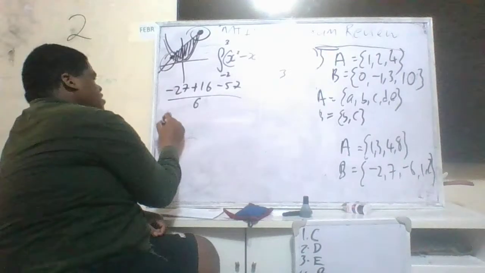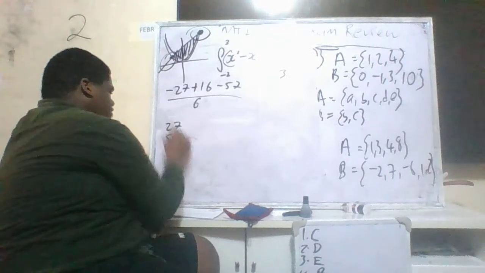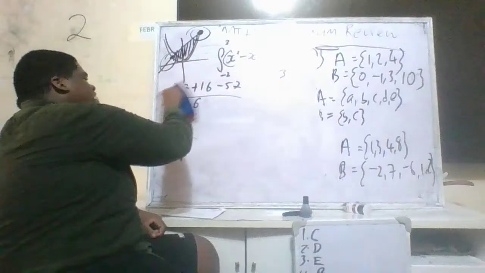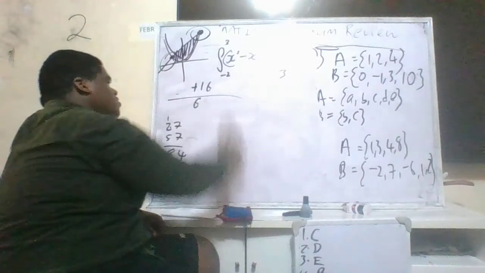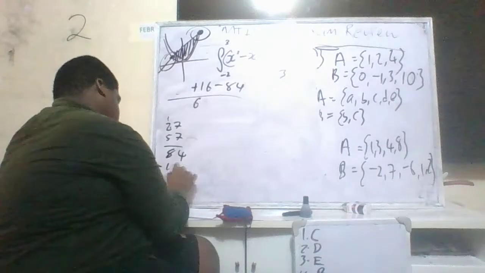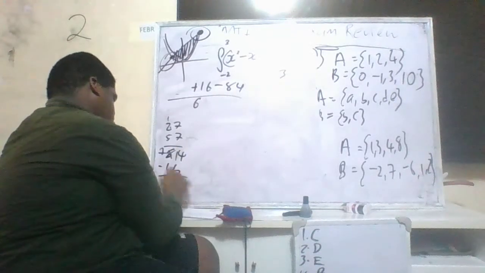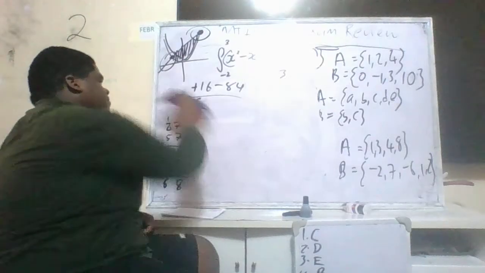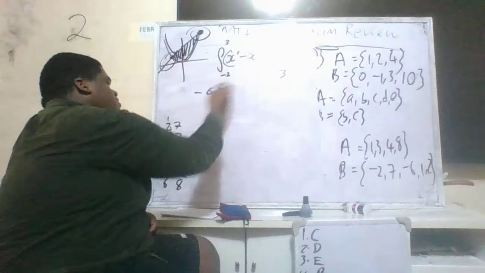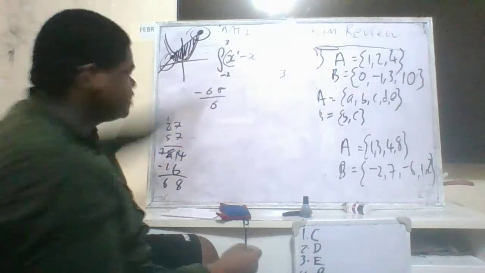So here we have 27 plus 57. That's 84. So we have negative 84. 16 minus 84, that's negative 68. So we have negative 68 over 6. Remember, I said the absolute value, so this negative will change to positive.